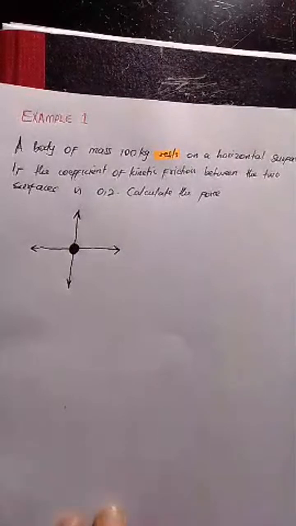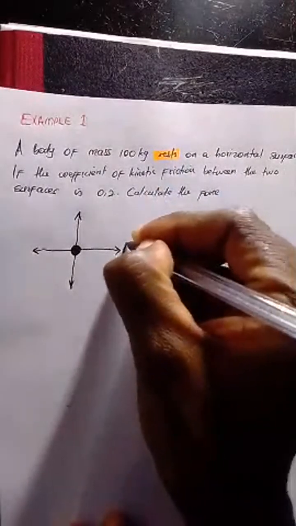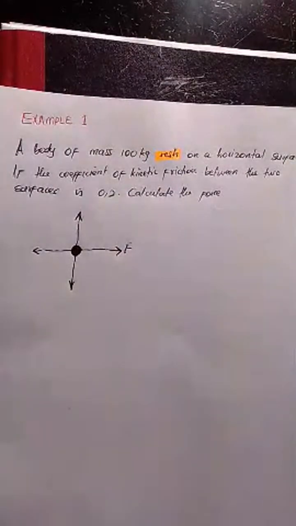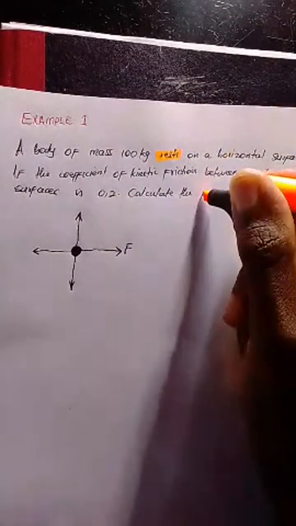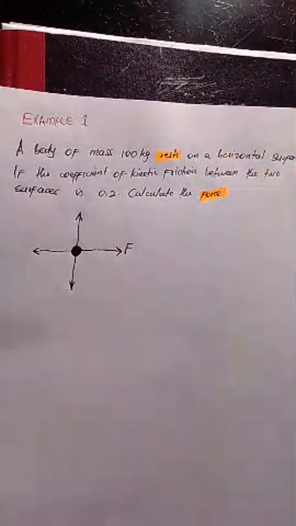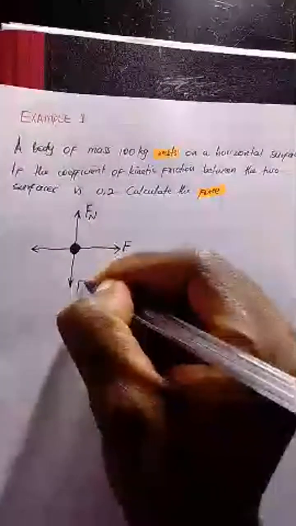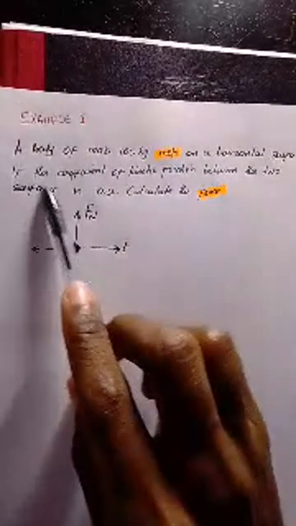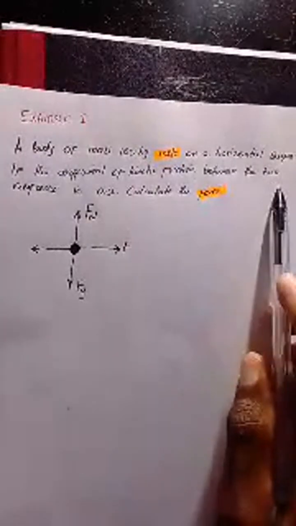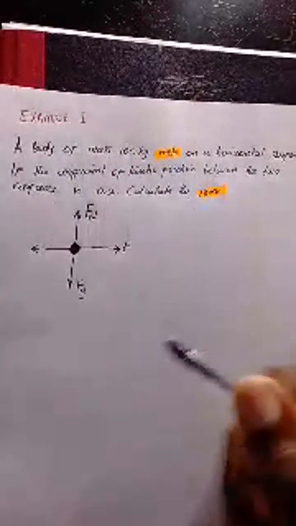So now I have a force that is needed because I'm calculating the force. Calculate the force. This is what is needed. Up here I have what? Normal force. And then I have gravitational force. Now, they said if the coefficient of kinetic friction between the two surfaces is 0.2. So now here I must have what? Kinetic friction. So this is 4 marks. You get your 4 marks, free of charge.